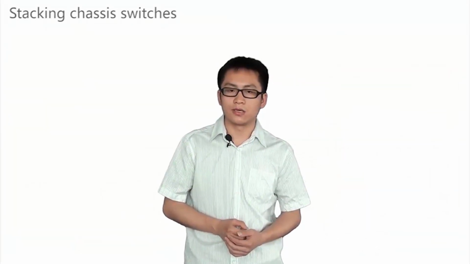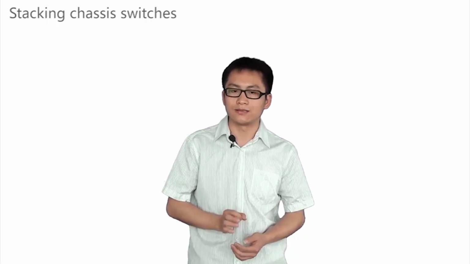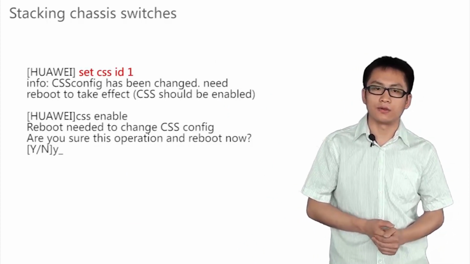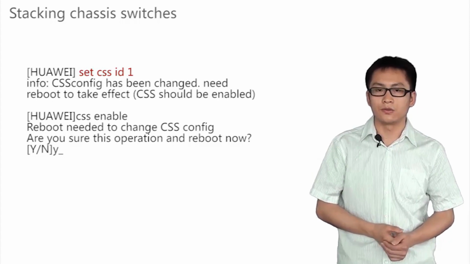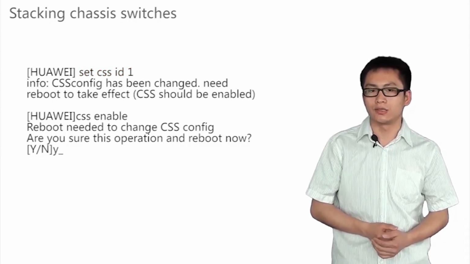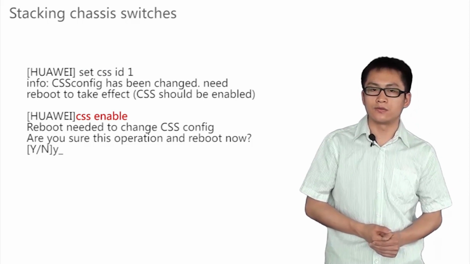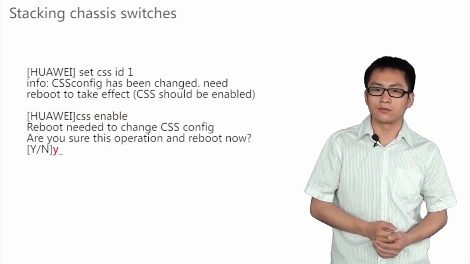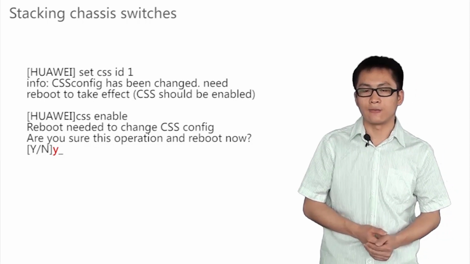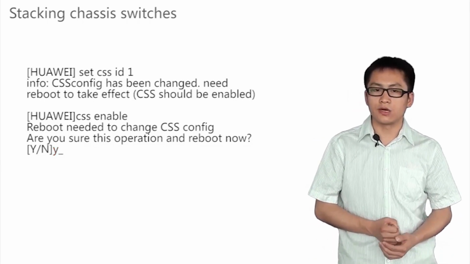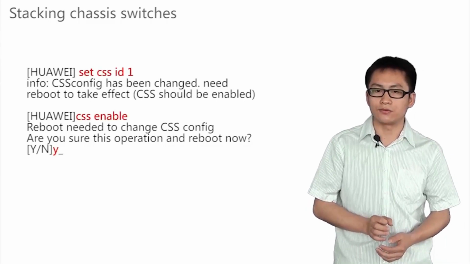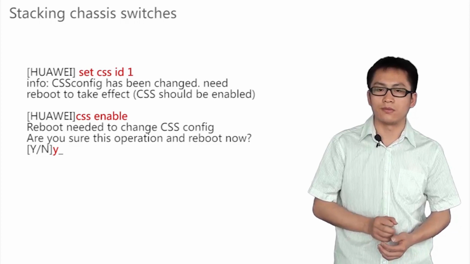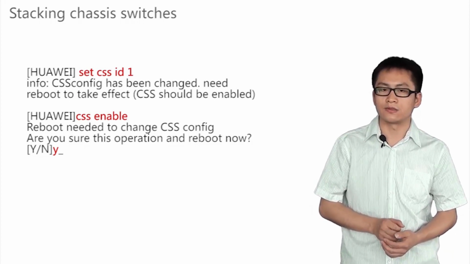After connecting the stack cables, log into the 2 member switches in turn to configure stacking. First, configure a stack ID for each switch. The 2 switches must have different stack IDs, which means the stack ID is unique. Then, enable stacking on each switch. Finally, restart the switches for stacking to take effect. After you complete these operations, the stack system is set up. You can log into the stack system through the management port or console port of the master switch to manage and configure the stack system.